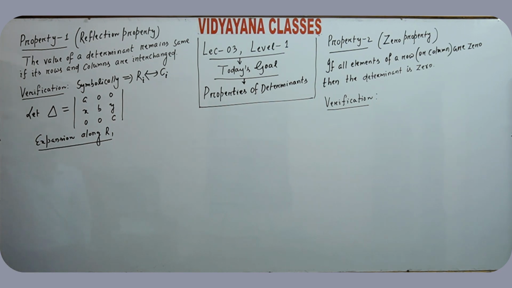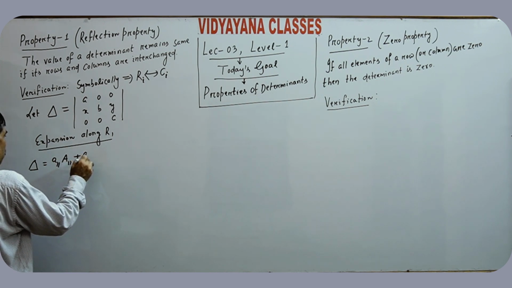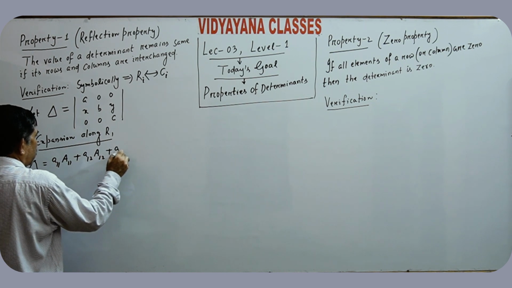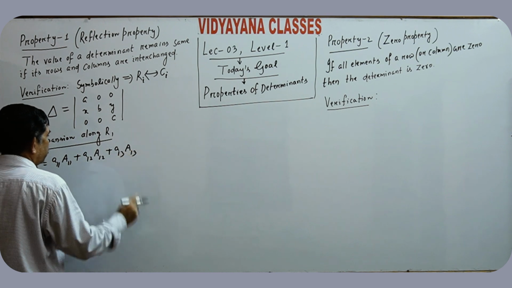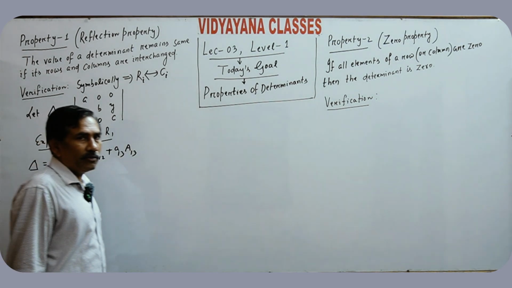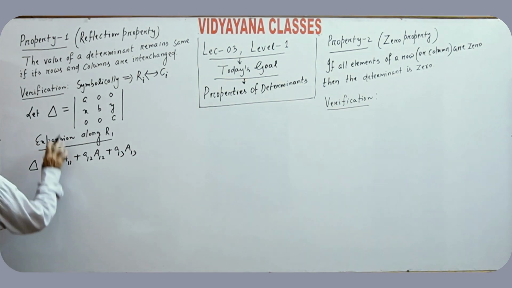Expansion along the first row: del is equal to a11 into cofactor of a11, plus a12 into cofactor of a12, plus a13 into cofactor of a13. Here a11 represents the element of the first row and first column, a12 the element of the first row and second column, a13 the element of the first row and third column. Capital Aij represents the cofactor of the element aij. This is the definition of expansion of a given determinant.